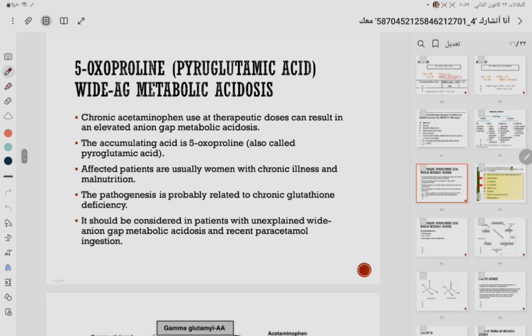5-oxoproline, this is one of the causes of wide anion gap metabolic acidosis, pyroglutamic acid. Chronic paracetamol or acetaminophen use can result in an elevated or wide anion gap by accumulating this type of metabolite called 5-oxoproline. Affected patients are usually women with chronic illnesses and malnutrition. It should be considered in those with an unexplained wide anion gap metabolic acidosis.